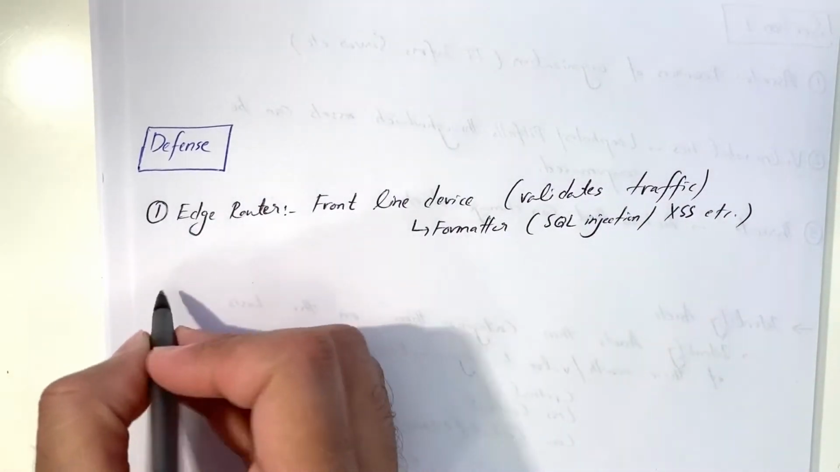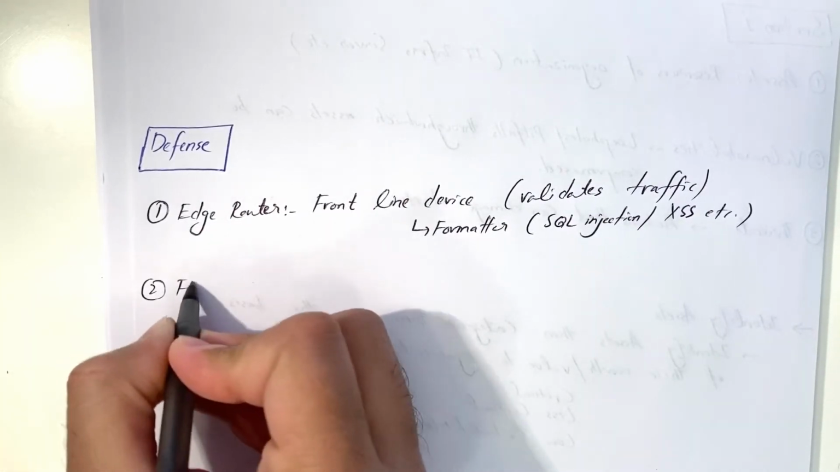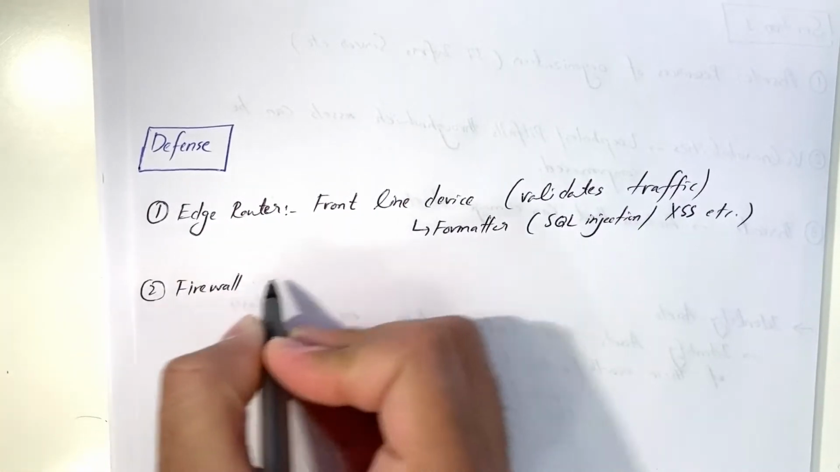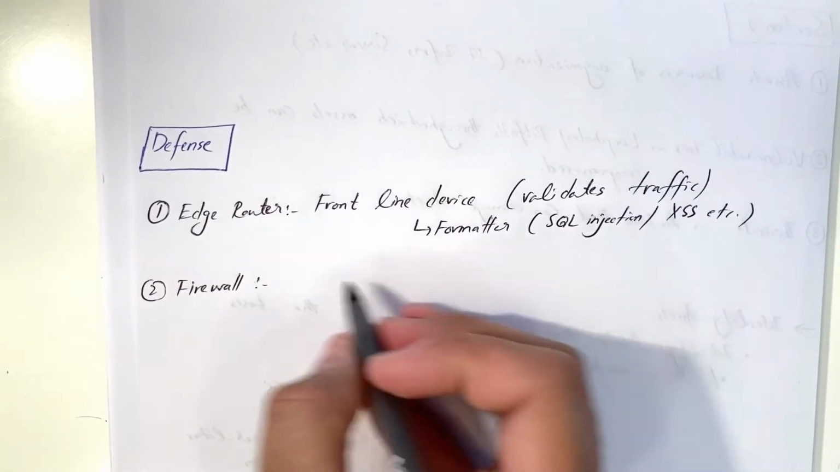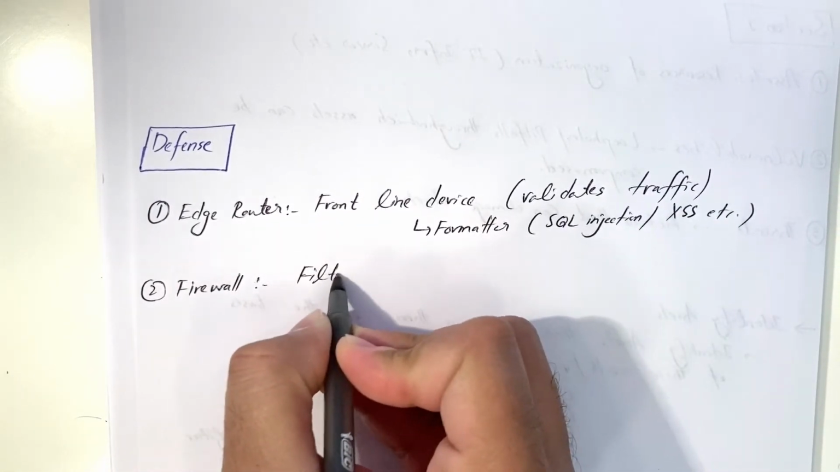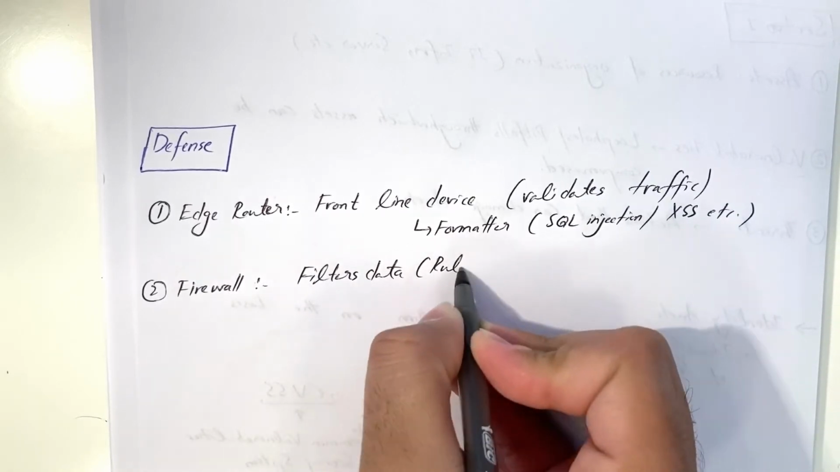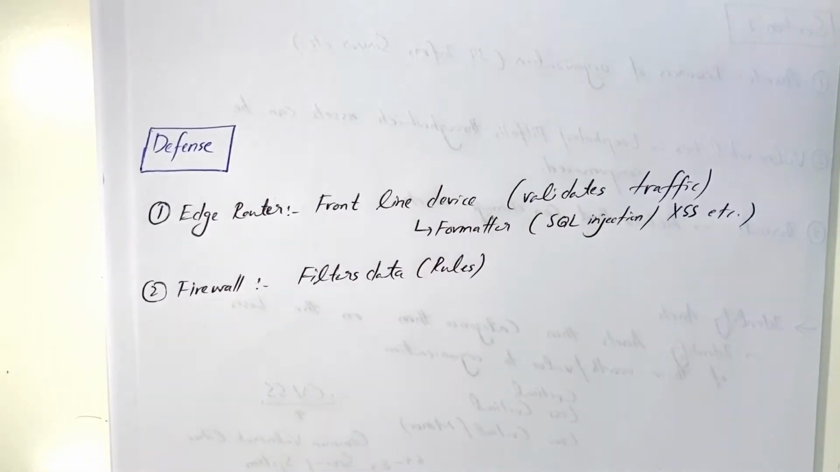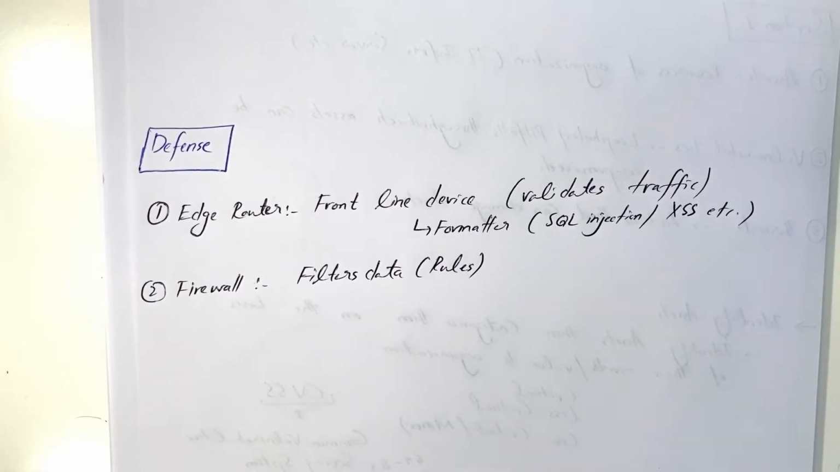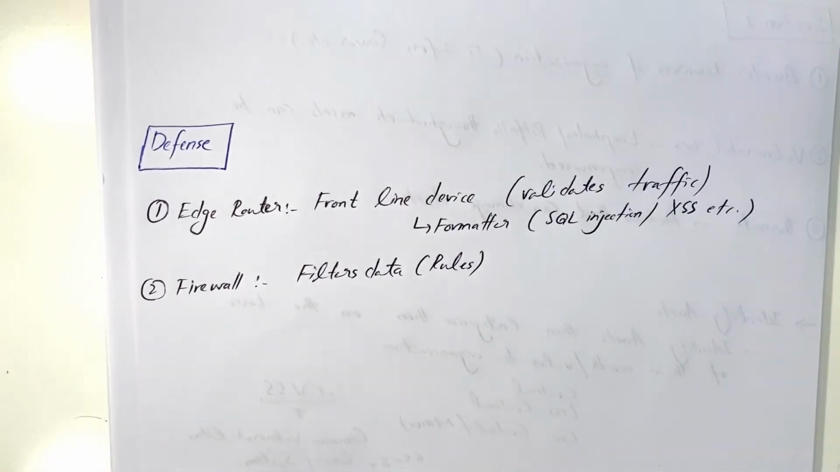validation portion. Number two, then the firewall comes in. The firewall again filters the data. You can define some rules. We can block certain traffic. We can block certain formats of messages, etc.